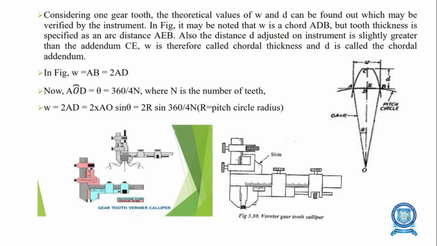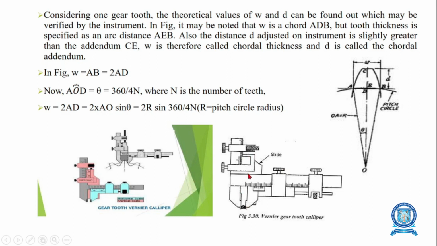Okay, so in this method, the thickness is measured at the pitch line, as shown in this diagram. The gear tooth thickness varies from the tip to the base circle of the tooth. The instrument must be capable of measuring the tooth thickness at a specified position on the tooth. First, we should know what gear tooth thickness is and what the parts of the gear tooth vernier caliper are.